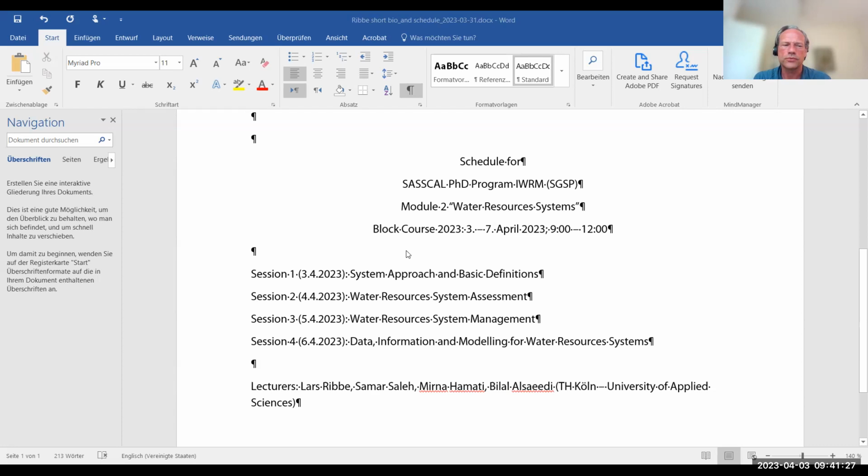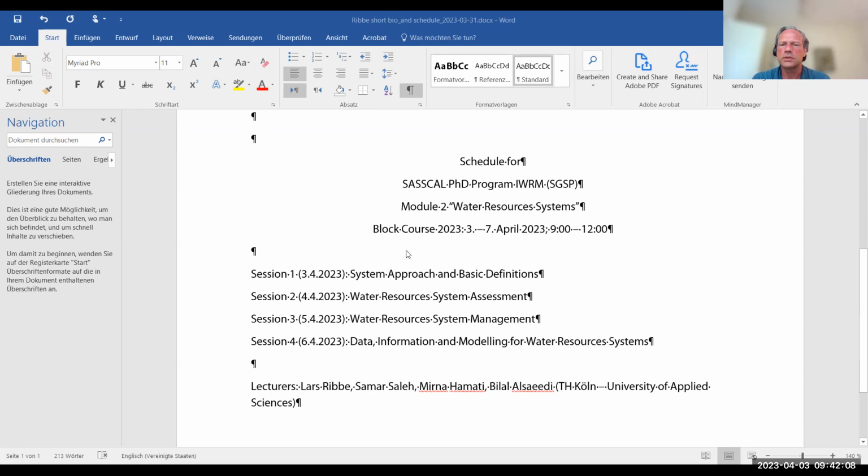Then tomorrow, we will talk about the water resource system assessment. Typically, if you are thinking about management, you first need to have the assessment correctly done. That means the current state of our water resources systems. So what is the current dynamics of the system in terms of water availability, of water fluxes, of water demand, where do we have a lack of demand or a lack of other system characteristics that are desirable? Then you can derive from that the challenges and the problems of the system.